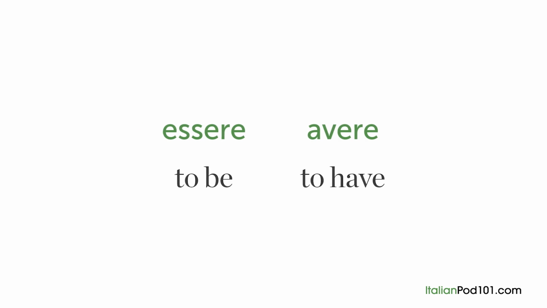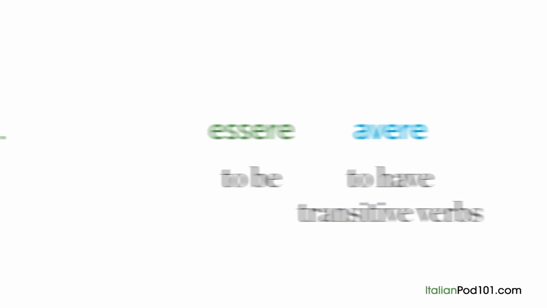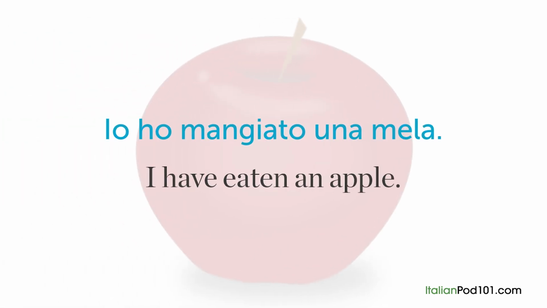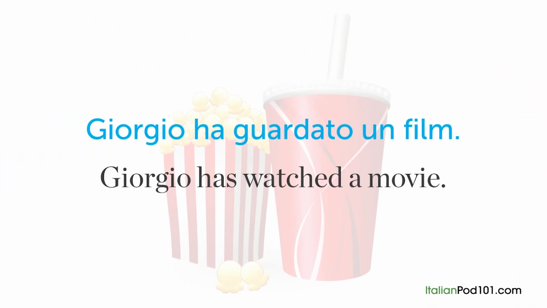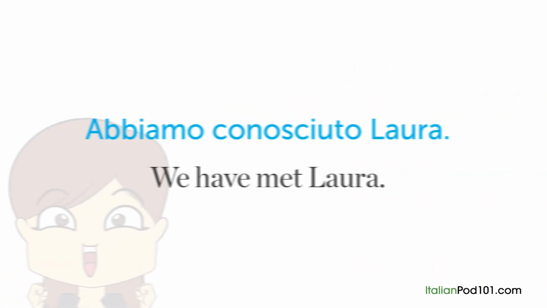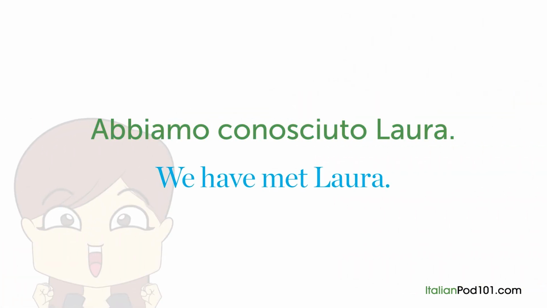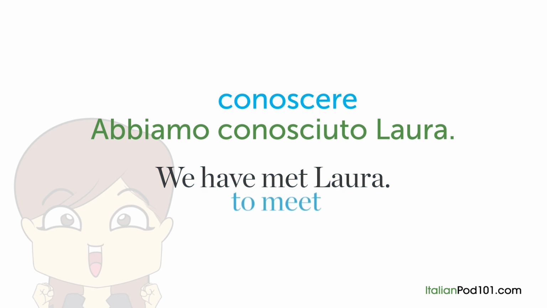The first thing you need to remember is that transitive verbs always need avere. Let's see some examples. Io ho mangiato una mela. I have eaten an apple. Mangiare, to eat, is a transitive verb, meaning that it can have a direct object. Giorgio ha guardato un film. Giorgio has watched a movie. Guardare, to watch, is also transitive. Abbiamo conosciuto Laura. We have met Laura. Conoscere, to meet, is also transitive.